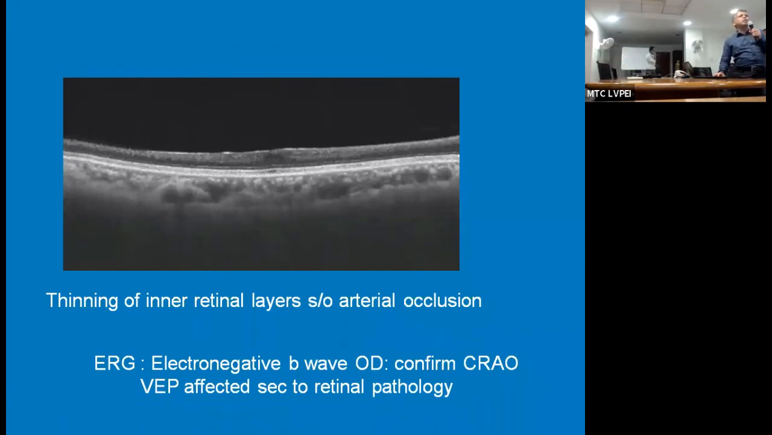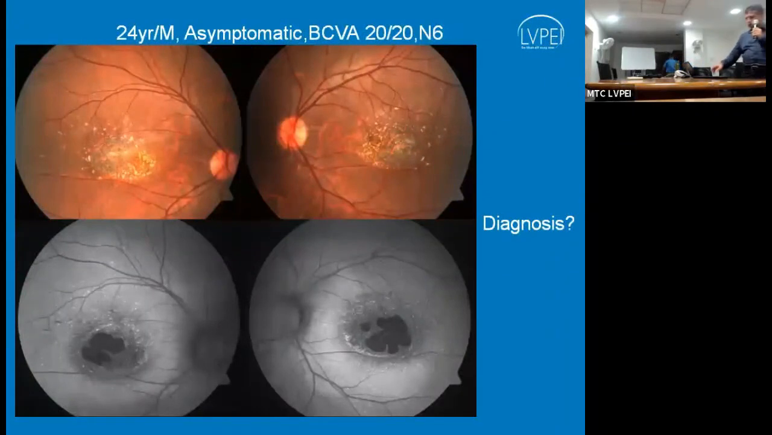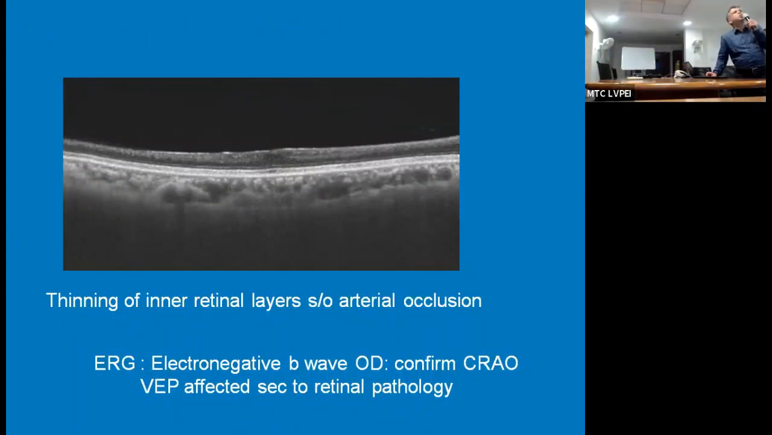And when we did ERG, it showed an electronegative B wave. So the VEP abnormality that we saw was secondary to a retinal pathology. Whenever we are interpreting an ERG or VEP, it should be in conjunction with an objective test for the macula or retina. Otherwise, we might diagnose a panretinal pathology as an optic nerve pathology. So the lesson from here is that this is actually an old central retinal artery occlusion, CRAO, which affected the ERG as well as VEP. Because we did not do ERG in the first sitting itself, we misdiagnosed this as a case of.